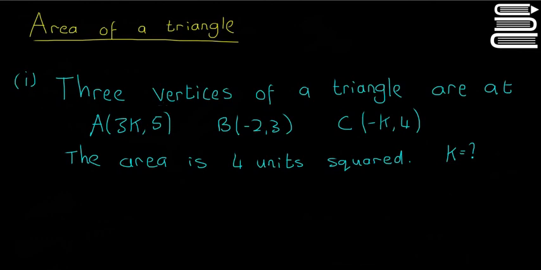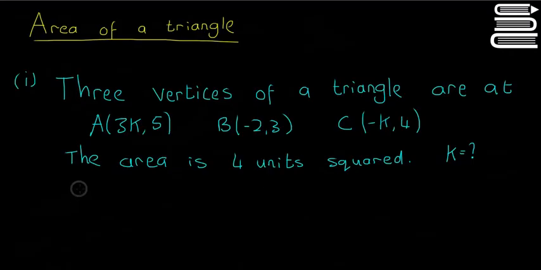So now in this video we're going to look at a slightly harder example, again about the area of a triangle, so again coordinate geometry. It reads like this: the three vertices, or three corners, remember this is just another word for corners, of a triangle are at the points A, which is (3k, 5), B, which is (-2, 3), and C, which is (-k, 4). And it says the area is 4 units squared. What is k?